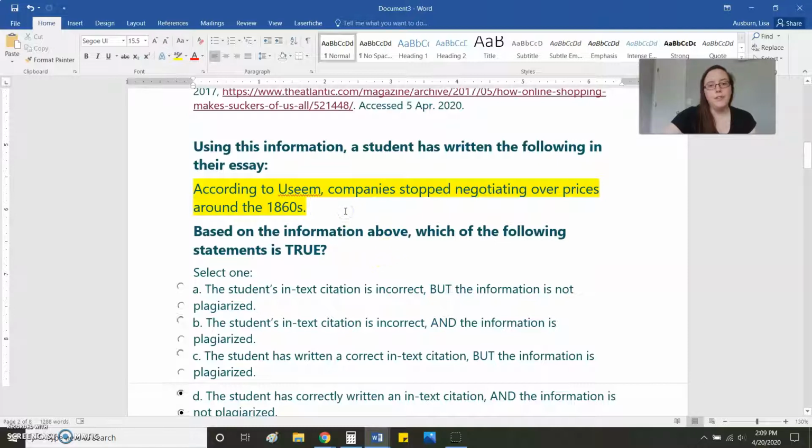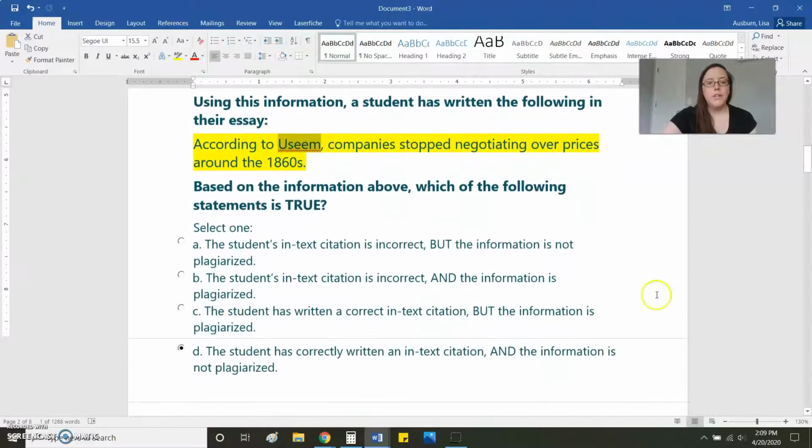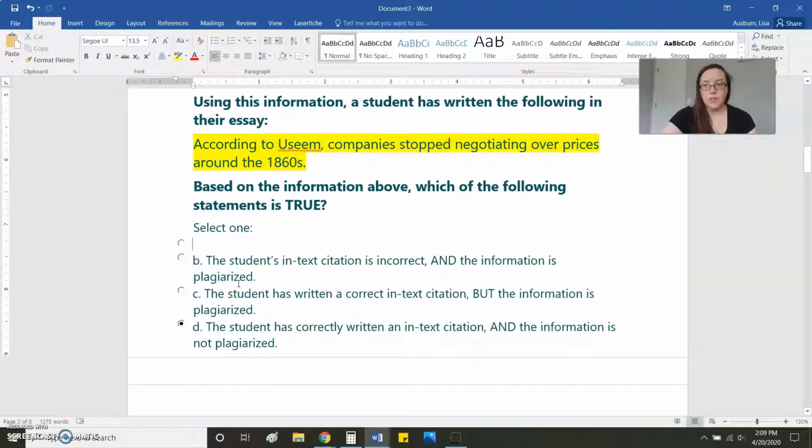Okay, so here for our first sentence: according to USEAM, companies stopped negotiating over prices around the 1860s. All right, so first question, is this in-text citation correct? Well, we have the author's last name in our signal or lead-in phrase, and so yes, we can do that. Right, we have a correct in-text citation, which means that any of these that say the student's in-text citation is incorrect, we need to get rid of because we know that the citation is correct. So that rules out A and B.